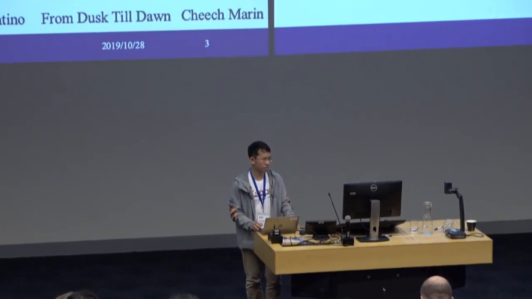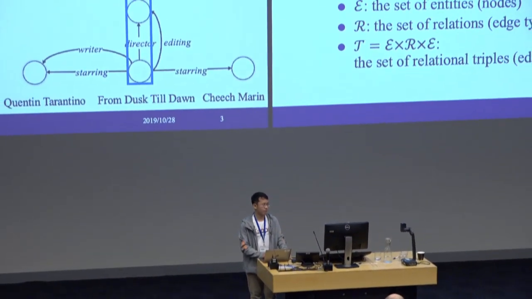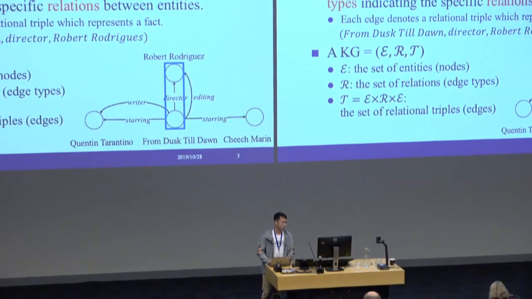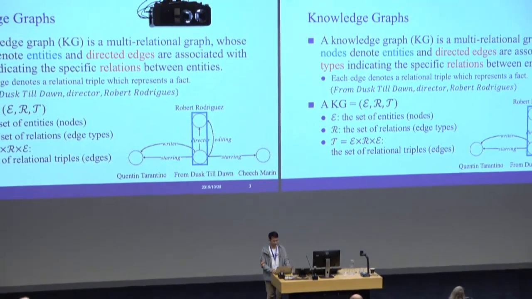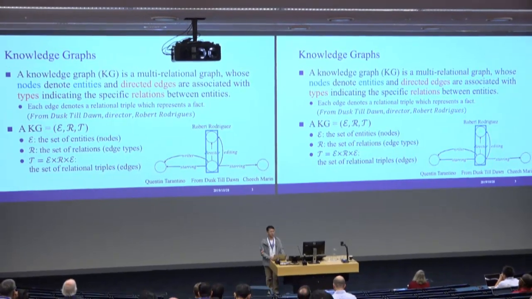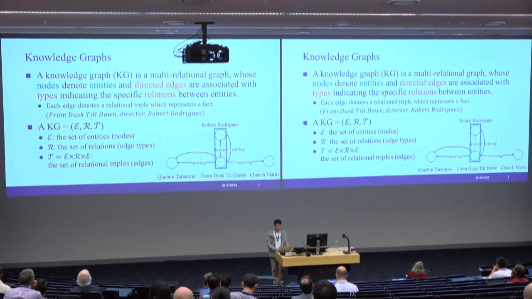For example, this edge in the knowledge graph represents the fact that the movie From Dusk Till Dawn has a director whose name is Robert Rodriguez. Formally, a knowledge graph can be defined as a triple in this form, where E is a set of entities, and R is a set of relations, and T is a set of triples.